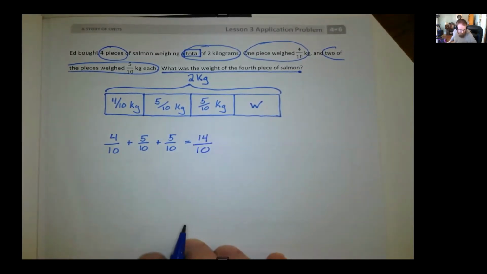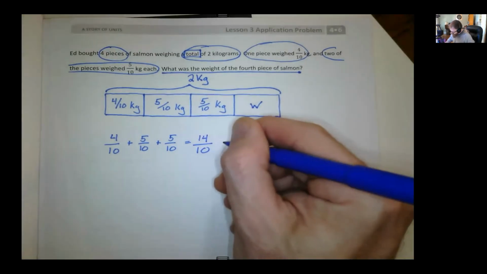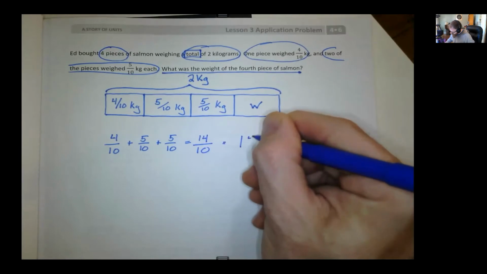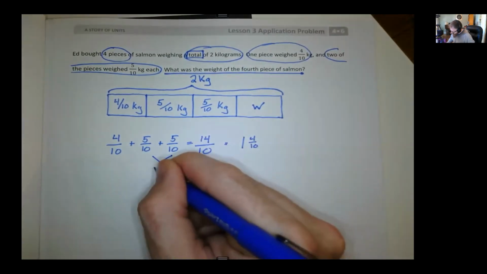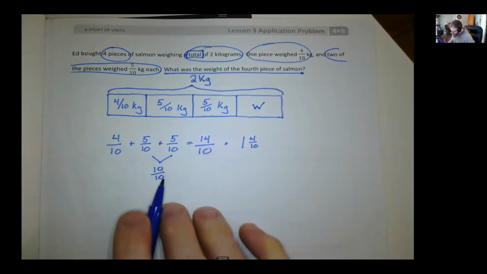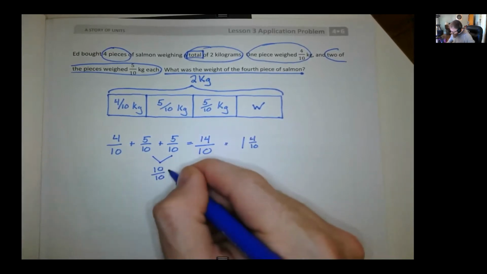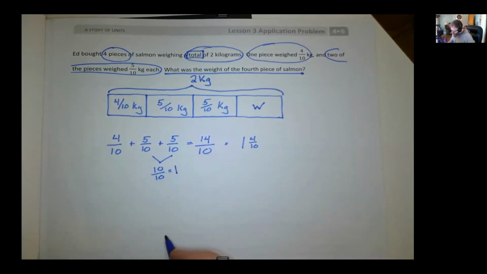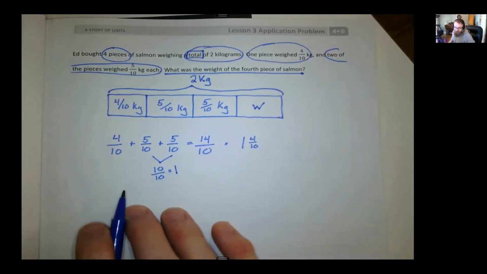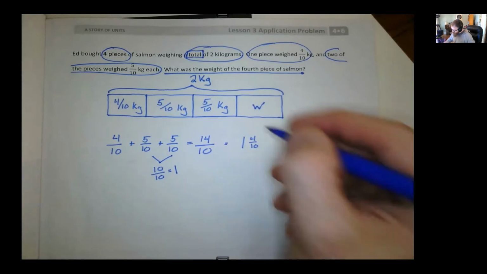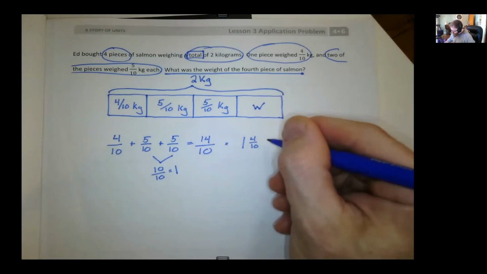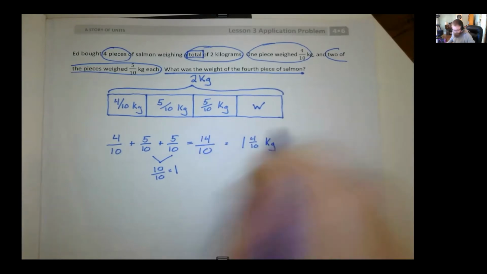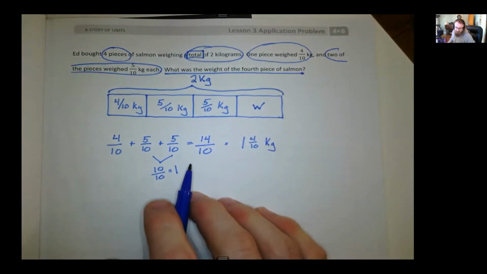tenths, which can be rewritten as 1 and 4/10, right? Because 5/10 and 5/10 can combine to make 10/10, which is equivalent to 1. So what we're really adding is 4/10 plus 1 whole, which gives us 1 and 4/10. 1 and 4/10 of a kilogram is the value of the 3 pieces of salmon.